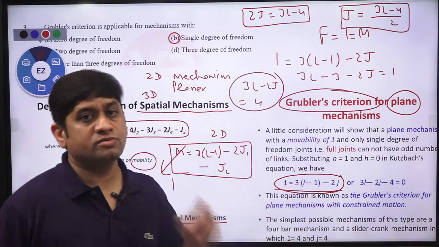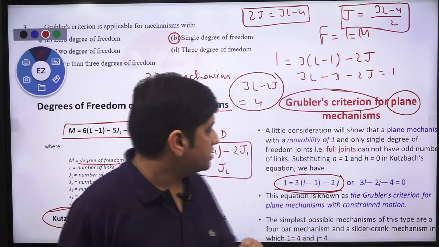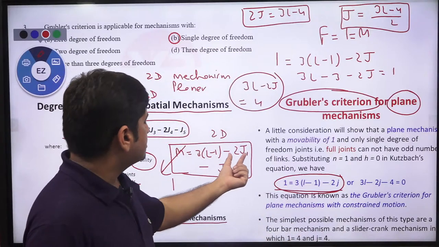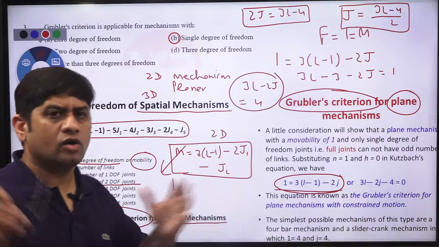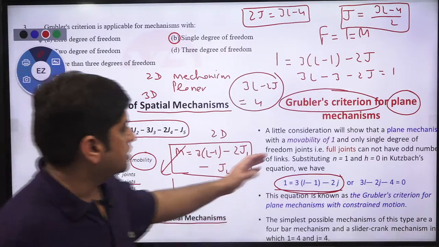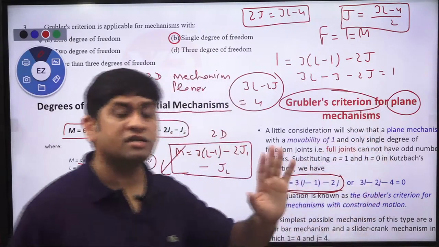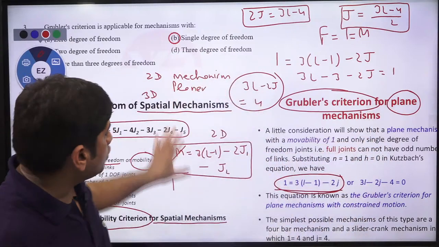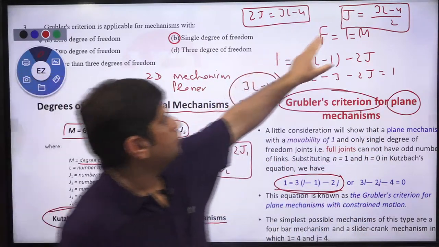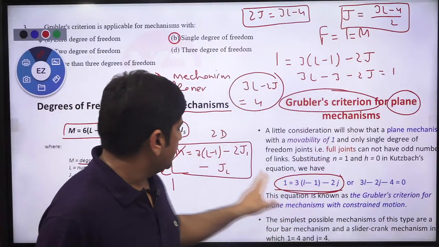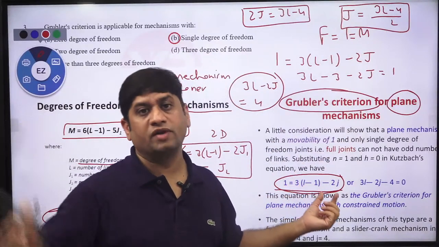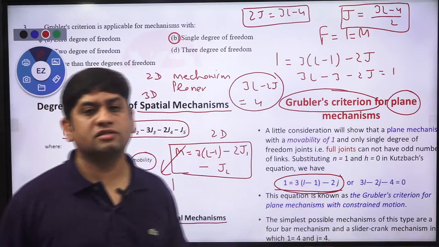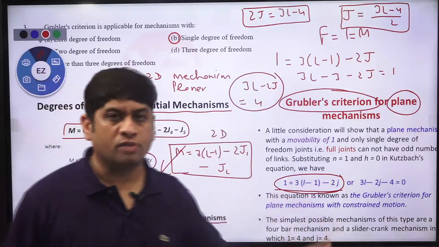Now a plane mechanism is a two dimensional mechanism. In that case, only j1 will be left. Even j2, the higher order pair, if it is not considered, will also be zero. And by solving that equation, degree of freedom is 1. If I put 1 this side, m is 1, then there is a relation between the number of pairs and the number of links. And those pairs are lower order pairs.